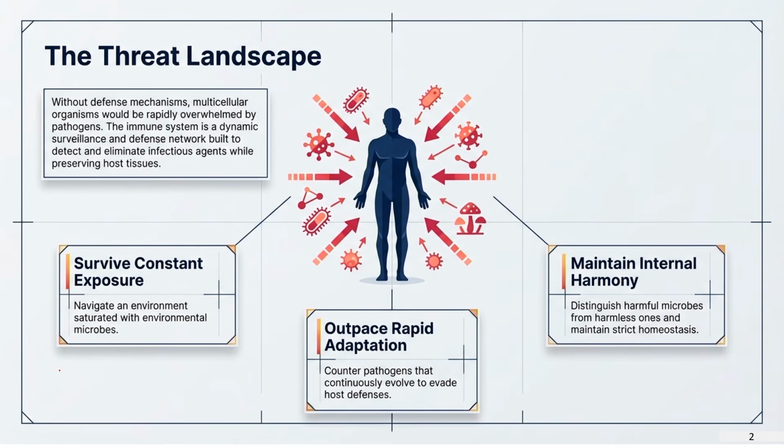If you see in this slide, this is the complete human body, and if I read the content, the immune system is a dynamic surveillance and defense network built to detect and eliminate infectious agents while preserving the host tissue. That stands for the immune system always doing dynamic surveillance towards the entry of any pathogen. When I say pathogen, the pathogen stands for a virus or a bacteria or a fungi or a parasite.